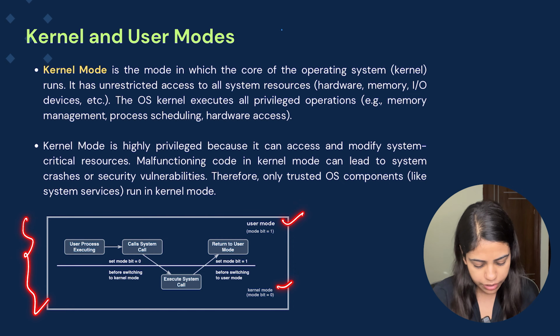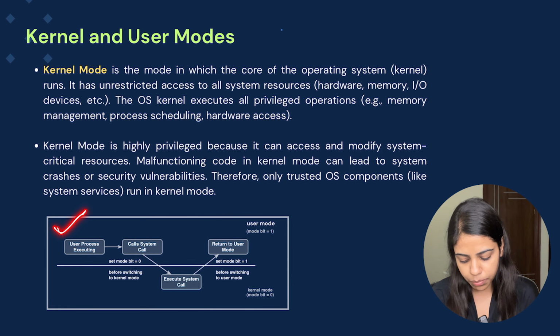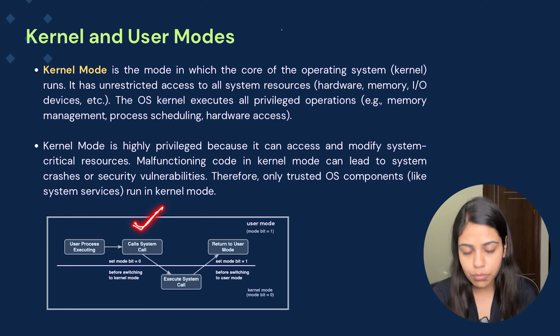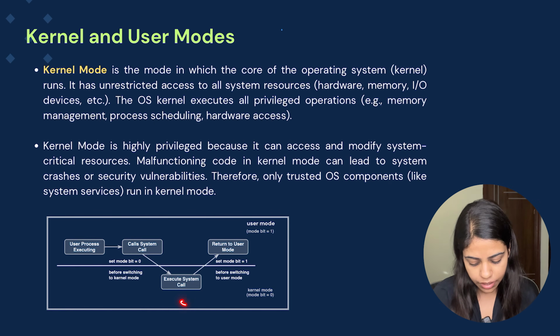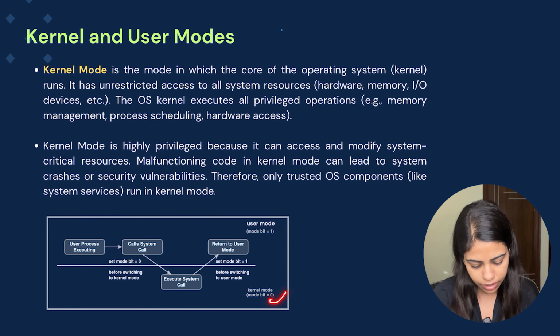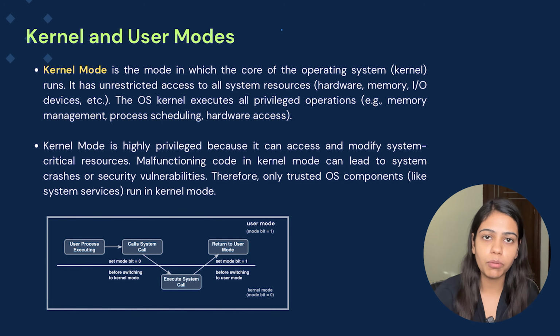Now, here is a diagram. There is a user mode and a kernel mode, with the mode bit as 1 and 0. Here the user asks the operating system to process a request. A system call is generated. To process that system call, it goes to the kernel mode. But before going to the kernel mode, it sets the mode bit to 0, because the kernel mode has the mode bit as 0. It says that right now it is going to perform in the kernel mode.